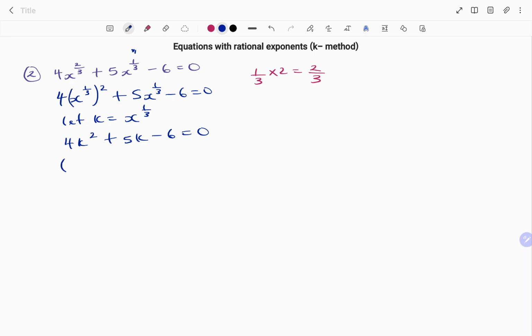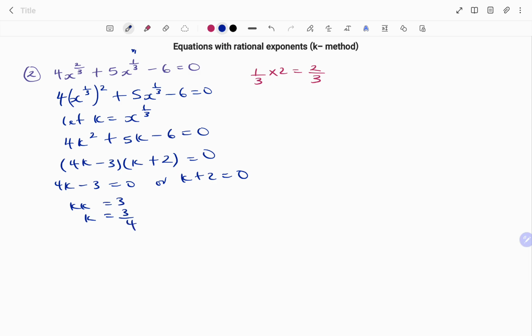If we factorize, we are going to have 4k minus 3 times k plus 2. To find the value of k for each factor, we have 4k minus 3 equals 0, or k plus 2 equals 0. We have 4k equals 3, therefore k equals 3 over 4, or k equals minus 2.